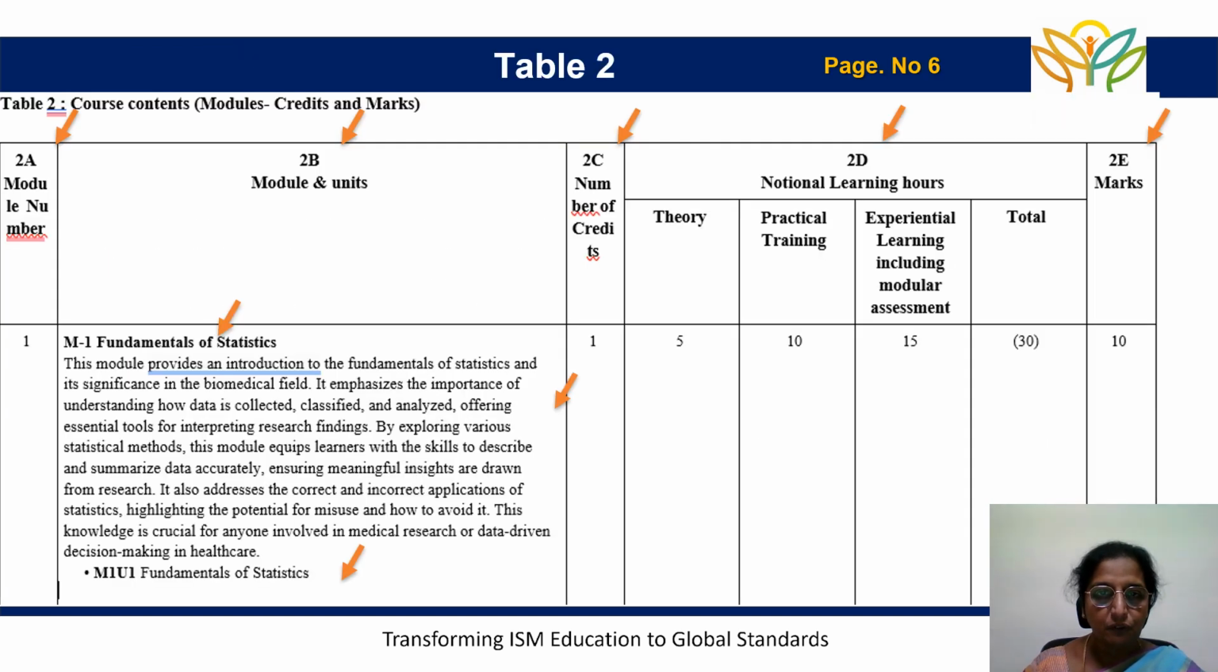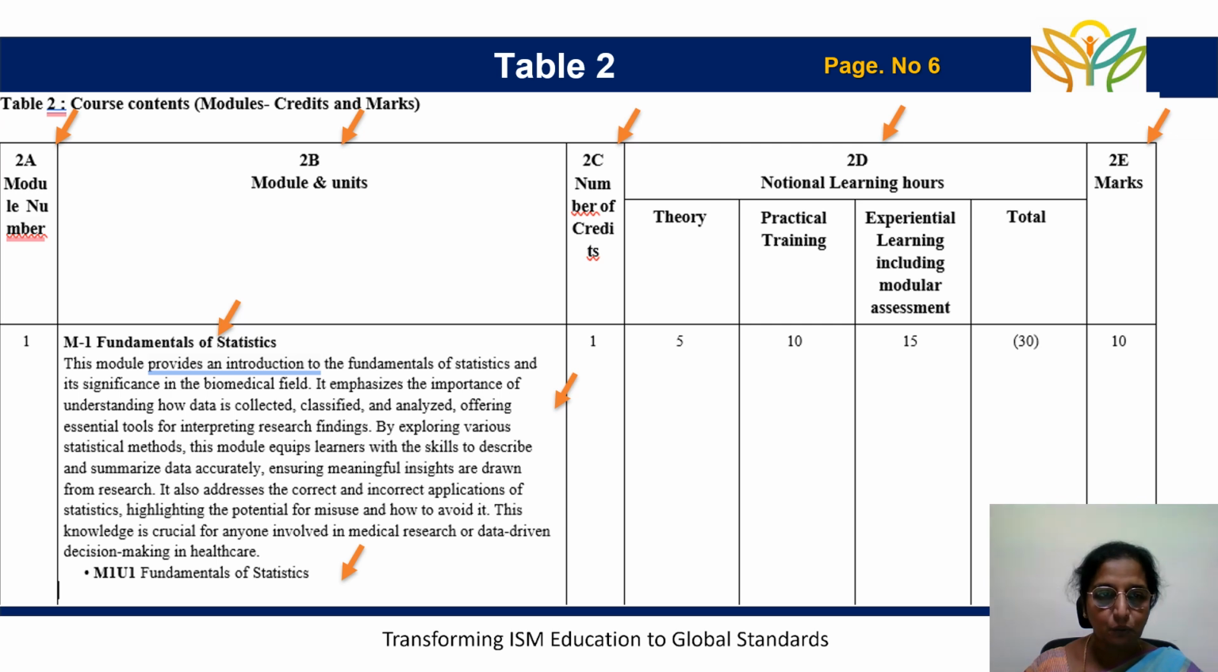This is a view of table 2 from page number 6. So the table 2, course contents with modules, credit and marks. This 2A column shows the module number, 2B shows the module and units, 2C number of credits, 2D notional learning hours under theory, practical training, experiential learning including modular assessment with the total. Finally, 2E column shows the marks allotted for this particular module for the university examination.